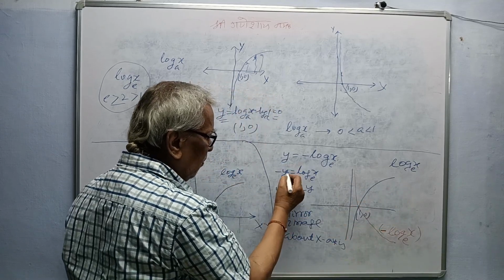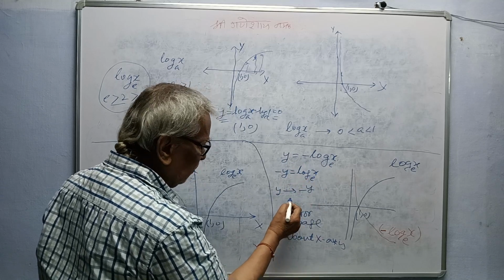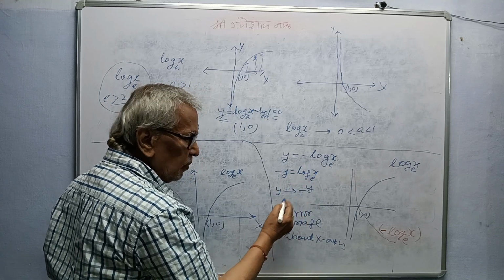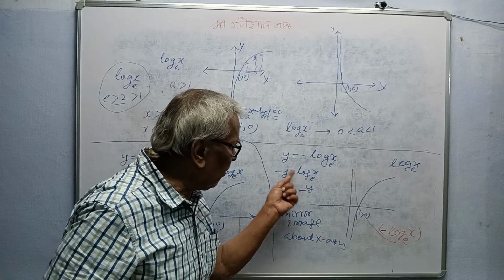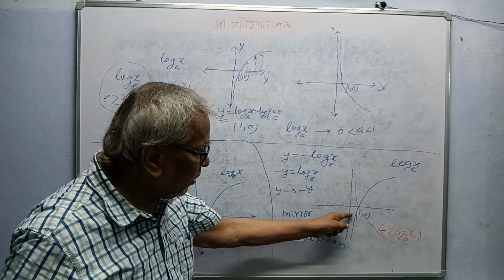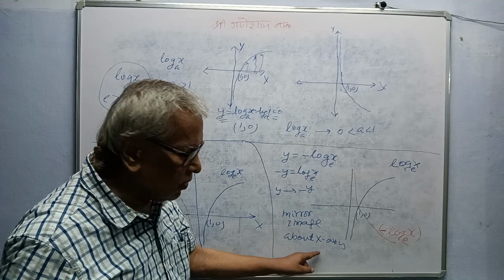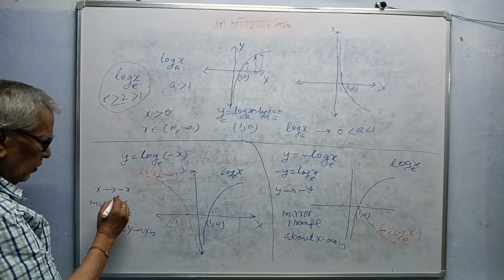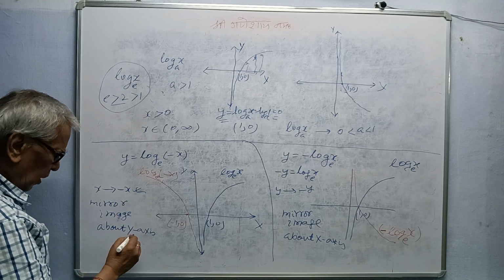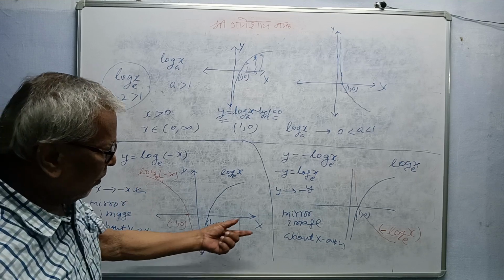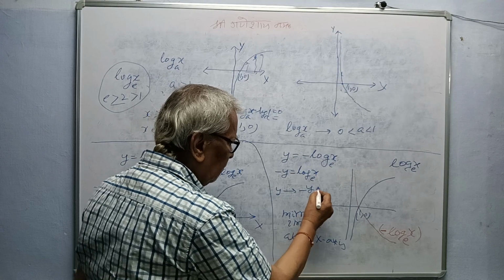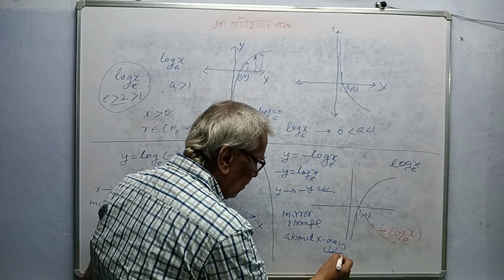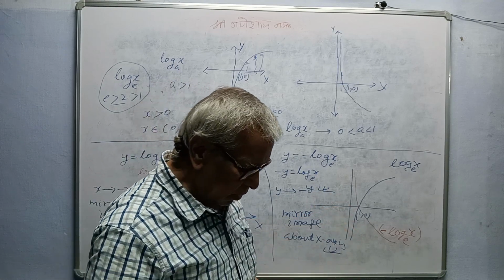Now this can be minus y equals log x to the base e. Then y is replaced by minus y. When y is replaced by minus y, we take the mirror image about the x axis. This is a point to remember. When x is replaced by minus x, mirror image about the y axis. When y is replaced by minus y, mirror image about the x axis. So these are the graphs here.